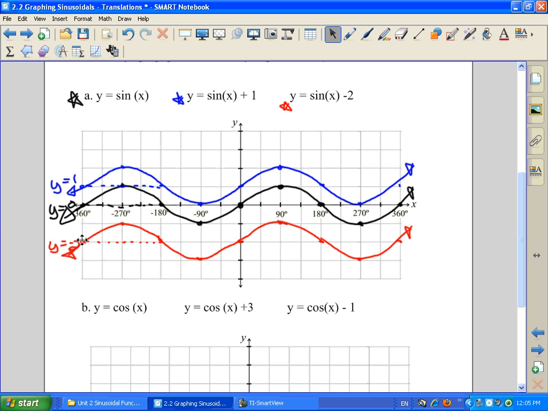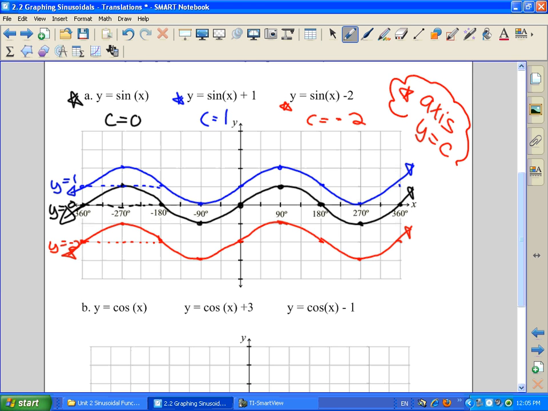Okay, so let's just recap, guys. When we have y equals sine x, c equals 0. That means our axis is y equals 0. When we have sine x plus 1, c equals 1. That means our axis is y equals 1. When we have sine x minus 2, we have c equals negative 2, which means our axis is y equals negative 2. So far what we've learned is that the axis is the equation y equals whatever your value of c is. Let's see if that holds true in our next example that we do.